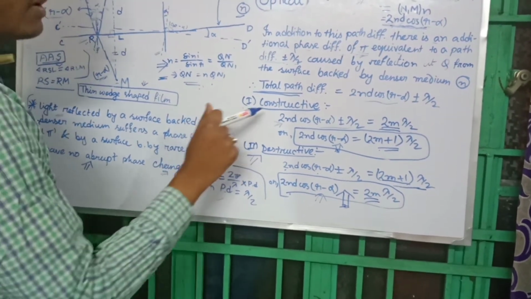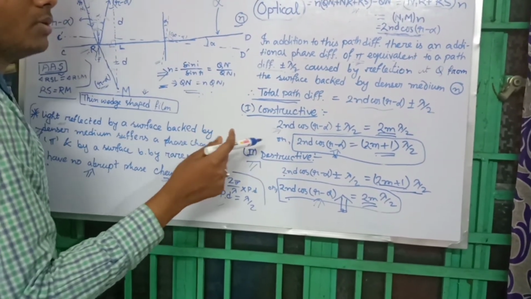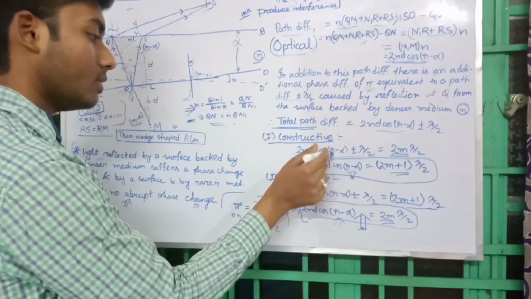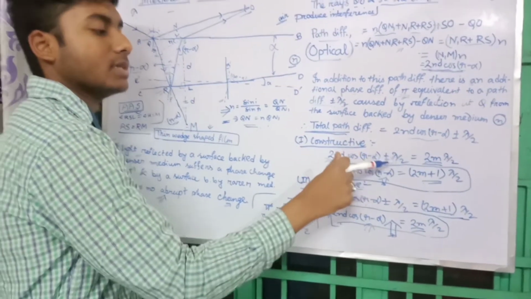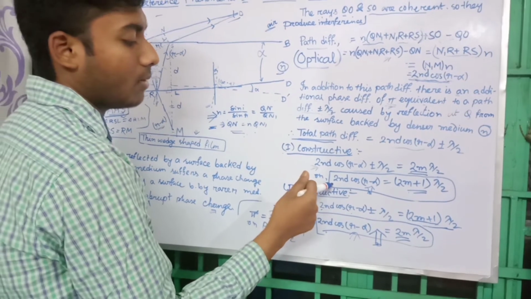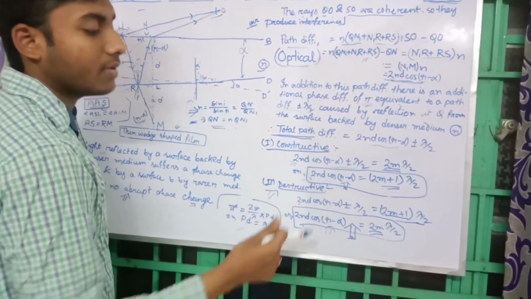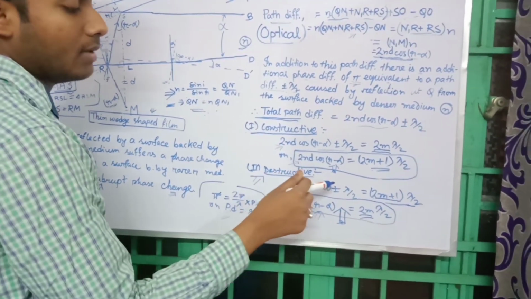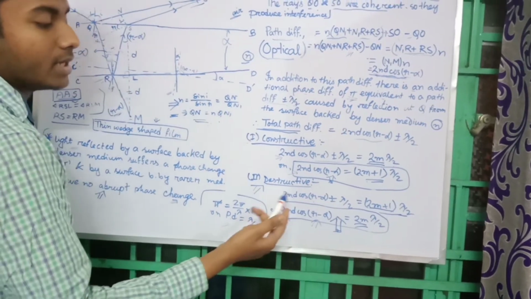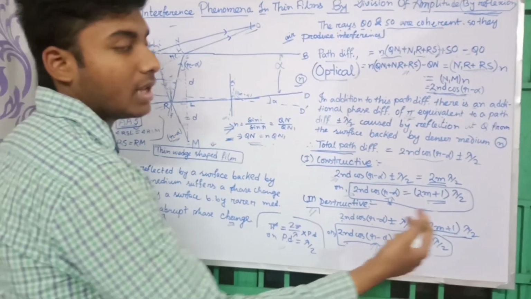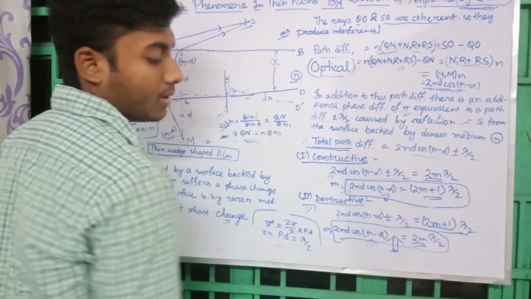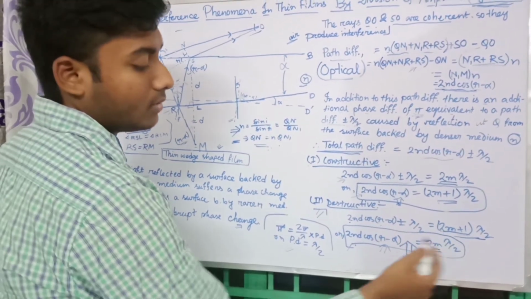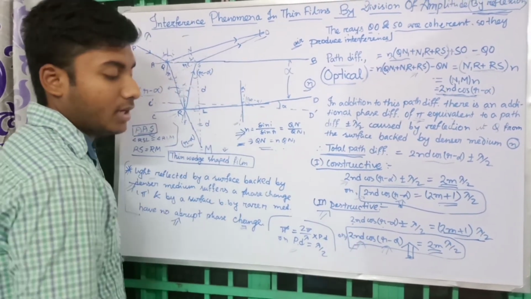Now for the condition of constructive interference, the path difference should be an even multiple of lambda by 2. So here 2ND cos (R minus alpha) plus or minus lambda by 2 equals 2m into lambda by 2, and from here we get the condition 2ND cos (R minus alpha) equals (2m plus 1) lambda by 2. For destructive interference, the path difference 2ND cos (R minus alpha) plus or minus lambda by 2 will be equal to an odd multiple of lambda by 2, that is (2m plus 1) lambda by 2, and from here we get 2ND cos (R minus alpha) equals 2m into lambda by 2. So this is the condition for destructive interference.